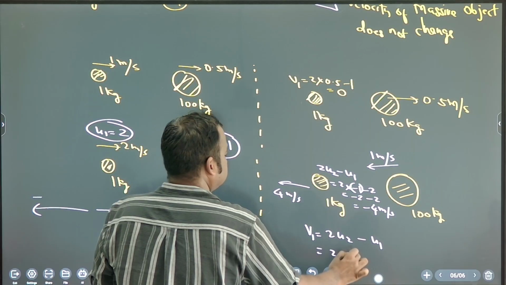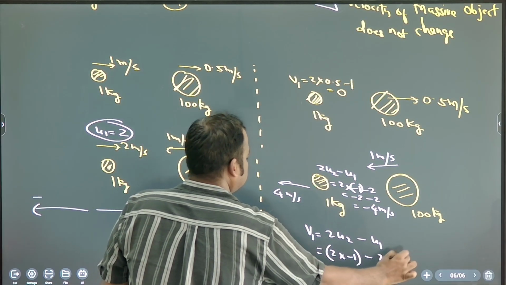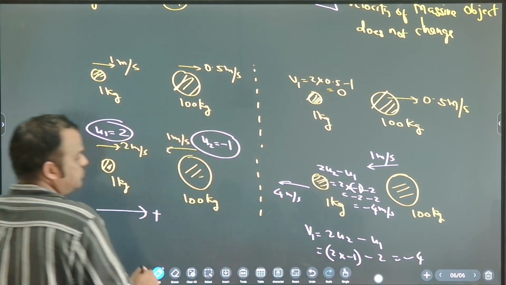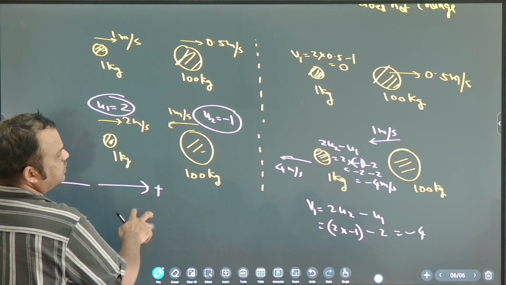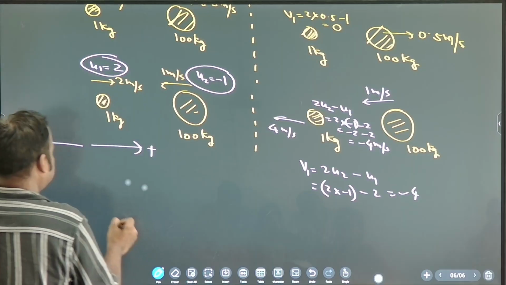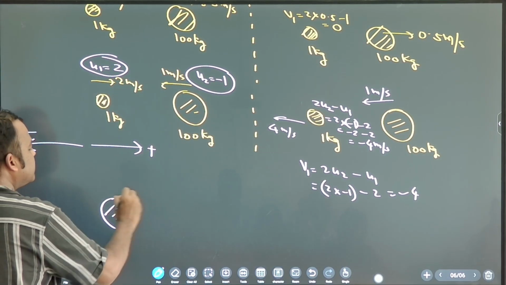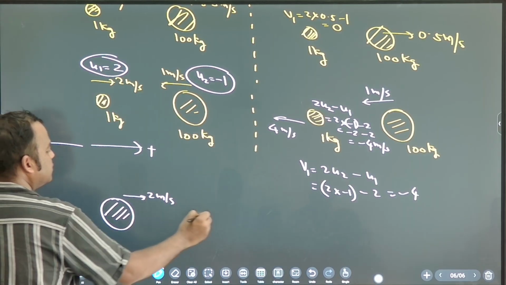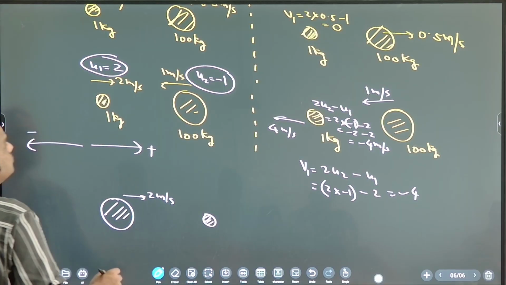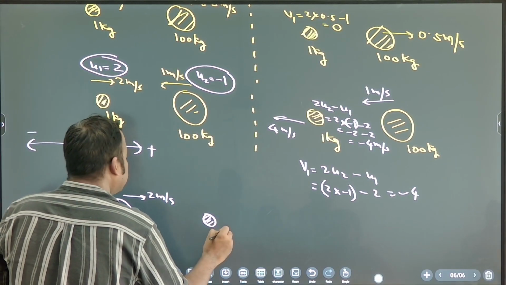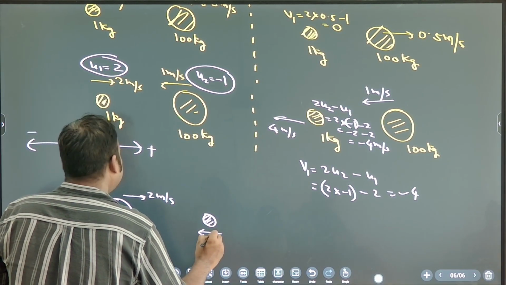Note down. Let's take one more example. Suppose the massive object is going right side with 2 meter per second, and the light object is going left side with 3 meter per second.